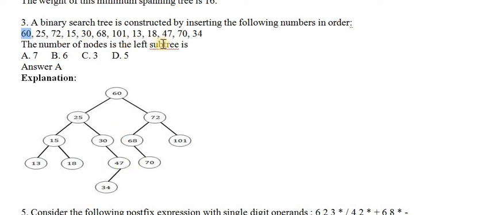They are asking what is the number of nodes in the left subtree. So for this root, this side is the left subtree. Now how many nodes are there? 1 2 3 4 5 6 7. Okay, so the answer is A.